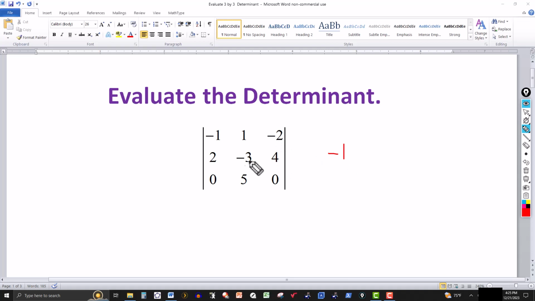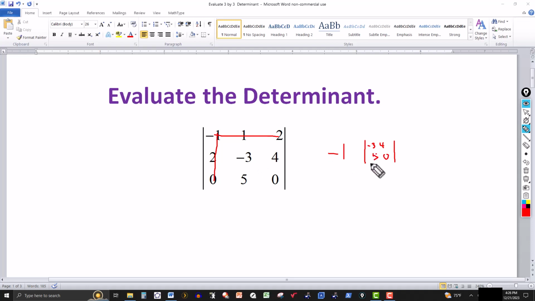And every entry in any row or any column has what is called a cofactor. Now the cofactor simply involves what is called a minor, which is going to be a determinant. What you do is you take away the row and the column that the entry is in, and whatever is left is your minor. So in this case we have -3, 4, 5, 0. So the minor associated with -1 is the 2x2 determinant -3, 4, 5, 0.